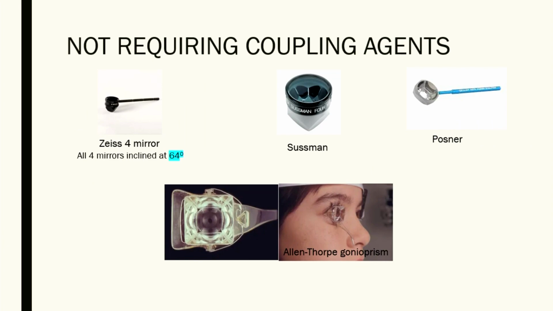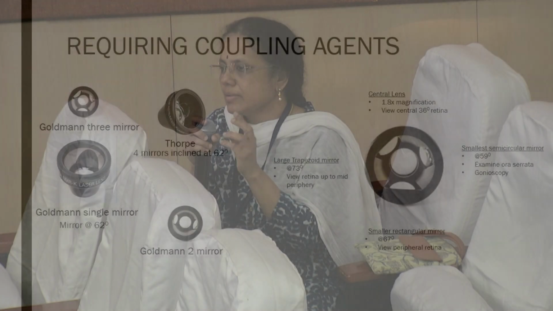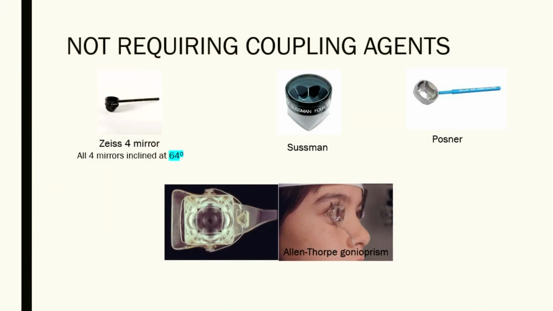And for the PGs, please remember the incline of the mirrors, because that is one thing that the examiners like to ask. Okay? So the lenses which do not require coupling agents include the following. There is Zeiss 4 mirror, where all the mirrors are inclined at 64 degrees, Sussman and Posner. And there is also Allen Thorpe gonio prism, which is suspended by a frame, so it is self-retaining.